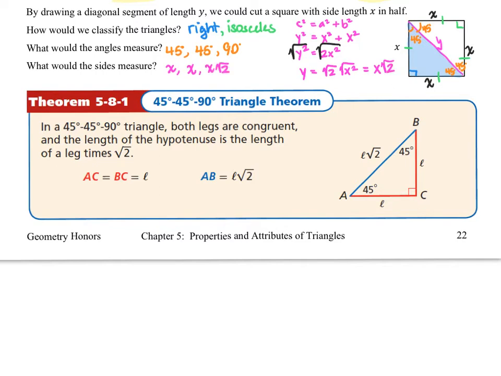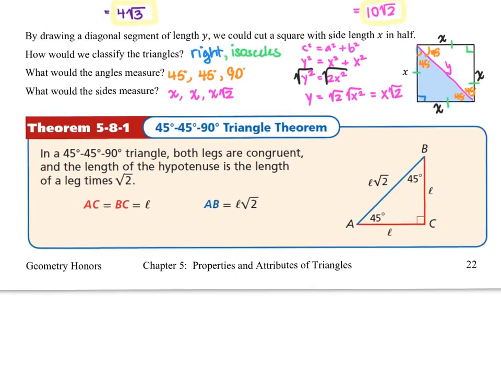That brings us to theorem 5-8-1, the 45, 45, 90 triangle theorem. And it says, in a 45-degree, 45-degree, 90-degree triangle, both legs are congruent, and the length of the hypotenuse is the length of the leg times square root of 2. Now, this is what we just demonstrated by using the Pythagorean theorem and cutting a square in half.